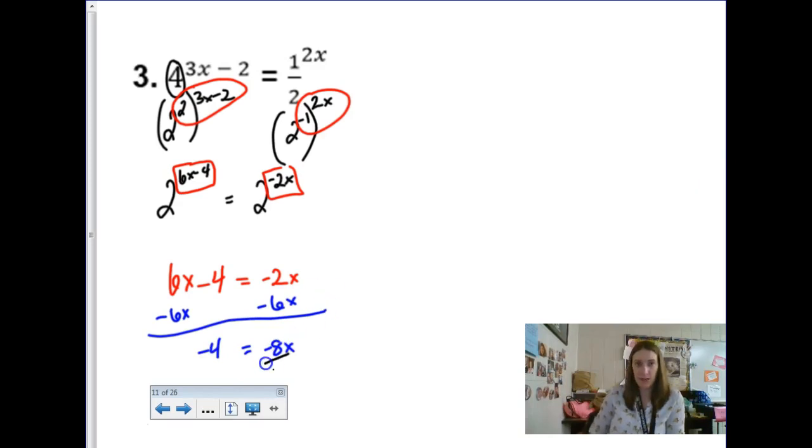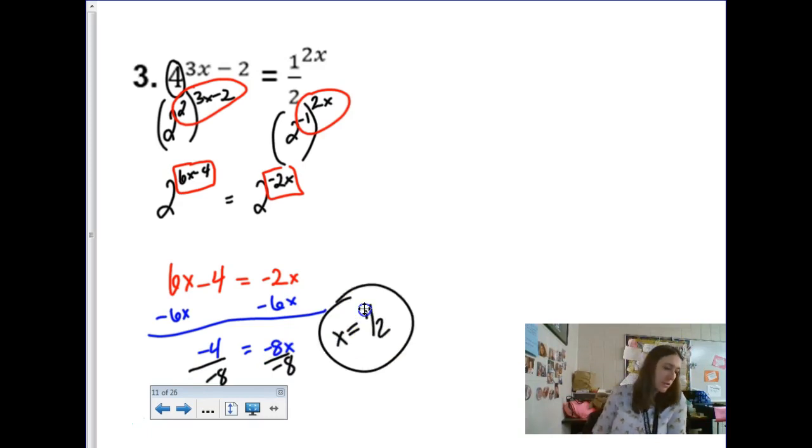I've got to divide by negative 8, and I end up with 1/2 for a solution. There we go. 0.5, of course, is the same thing.